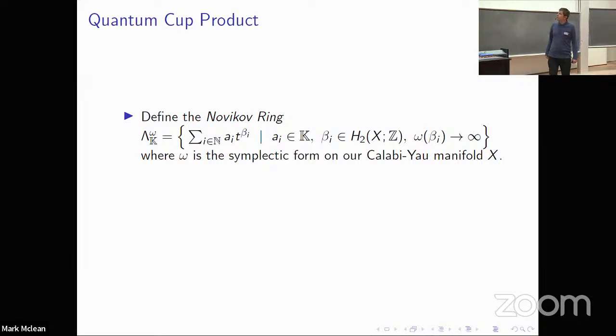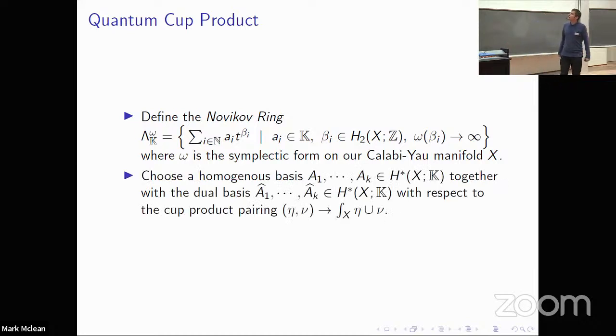First of all, I define a ring, the Novikov ring. And what is it? It's formal power series. The coefficients of the power series are elements of my field K that I've just fixed, and the powers are elements of H2. More precisely, you take the group ring of H2 and complete it using the symplectic form. So you have some ring that looks like power series.